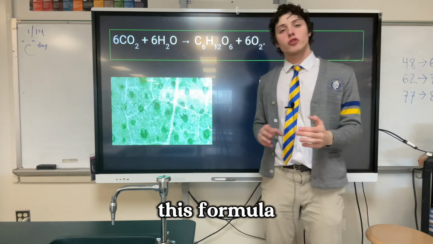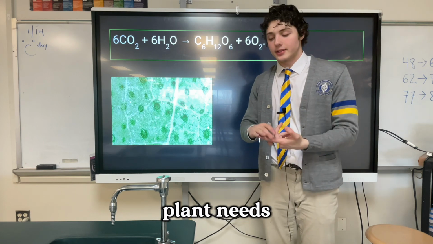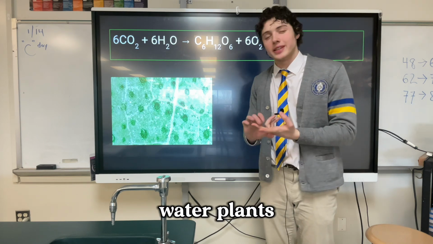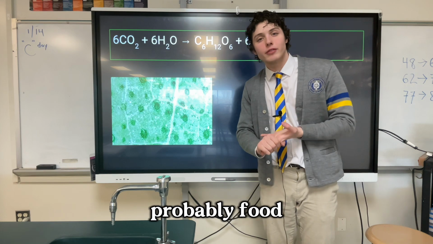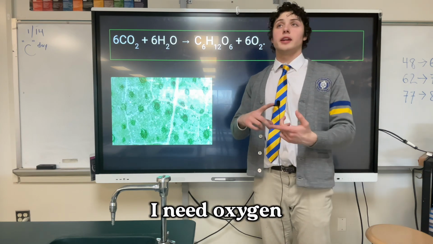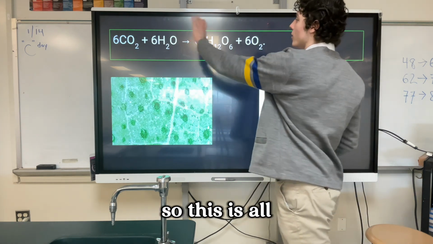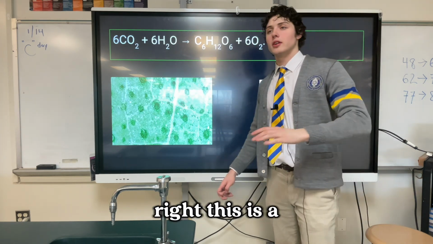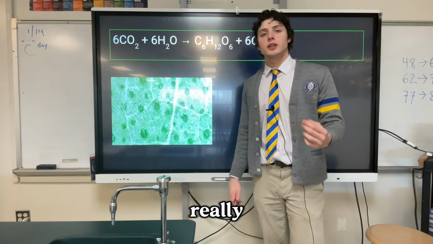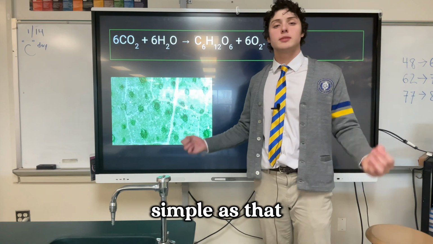To remember this formula, I want you to think of, what does a plant need to live, right? A plant needs water. Plant's going to need probably some oxygen, probably food. Think of, you're the plant. What do you need to live? Well, I need oxygen, I need food, I need water. You see what I'm saying here? So this is arbitrary, right? This is a formality, because it really just comes down to the key concept you've learned your whole life. What does a plant need to live? It's as simple as that.